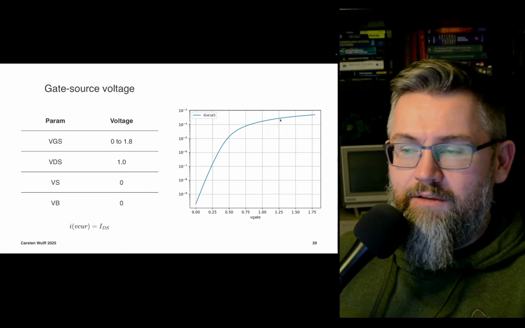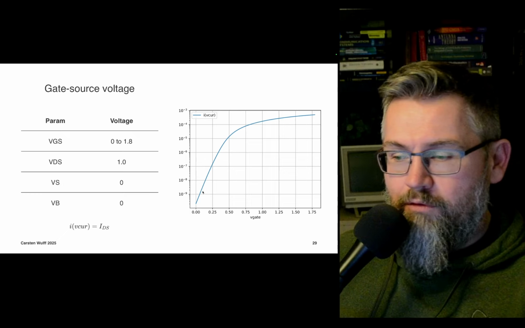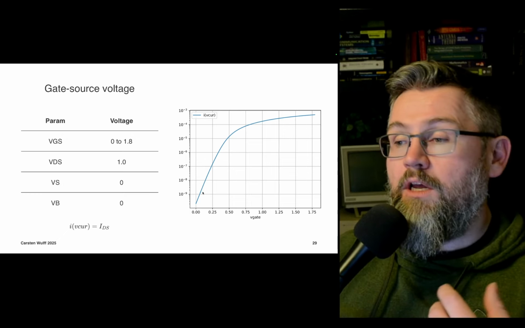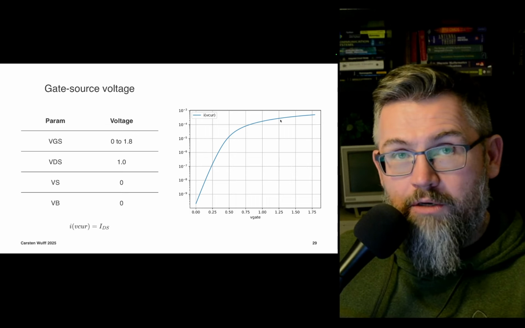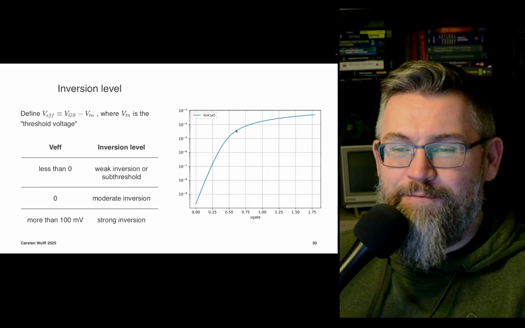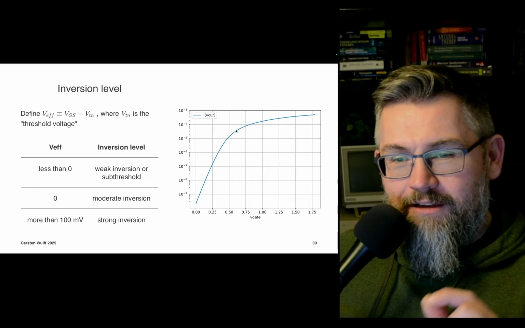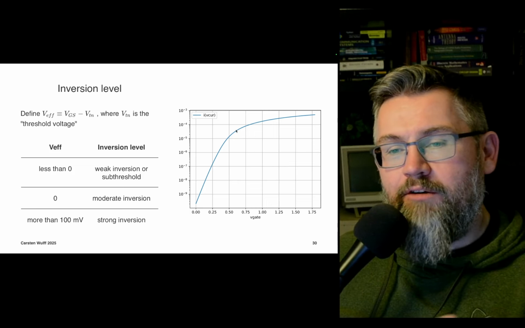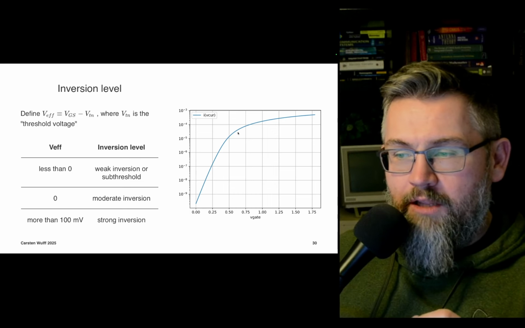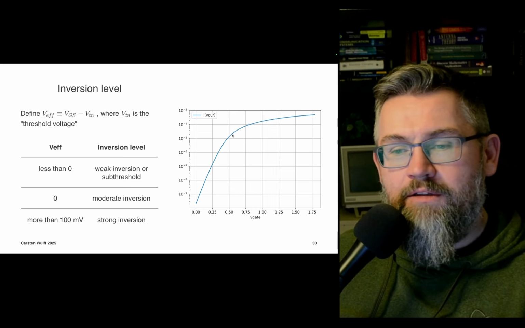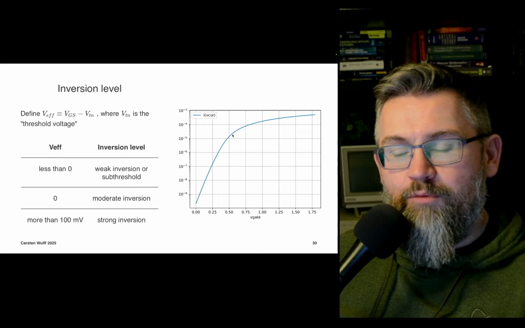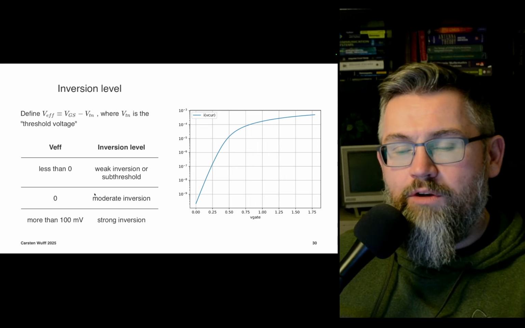And that also means that these two equations that we have, one for when the gate source voltage is quite low compared to the threshold voltage, and one when it's quite high compared to the threshold voltage, give us different regions. And in the middle, there's a mix of them. So fundamentally, for the transistor, we can define a parameter that we can call V effective. If the V effective is 0, then we're at the boundary between what we call weak inversion or subthreshold and strong inversion. So that's this moderate inversion.